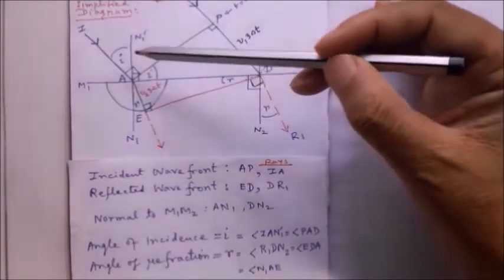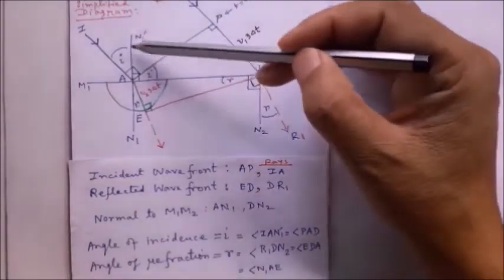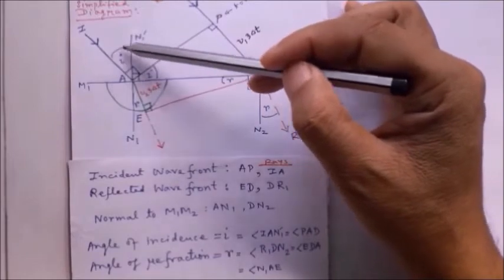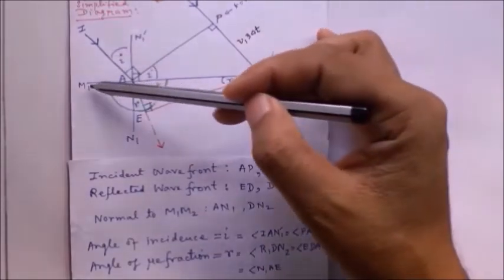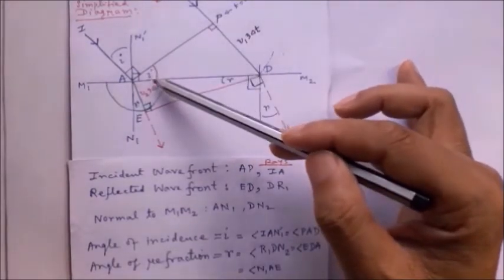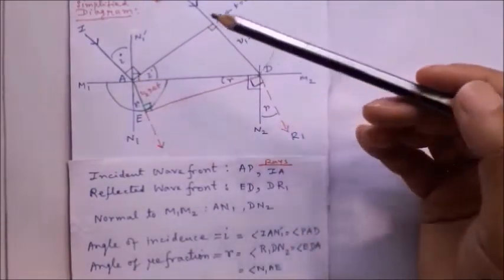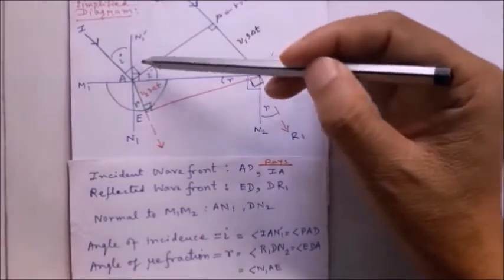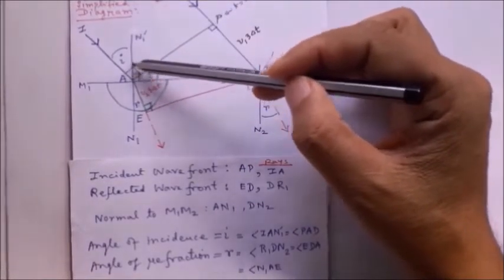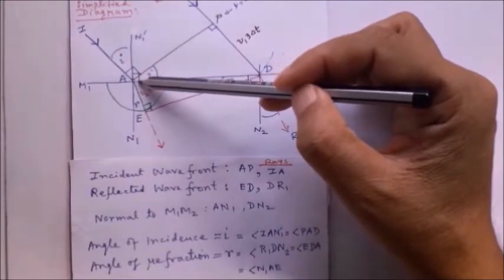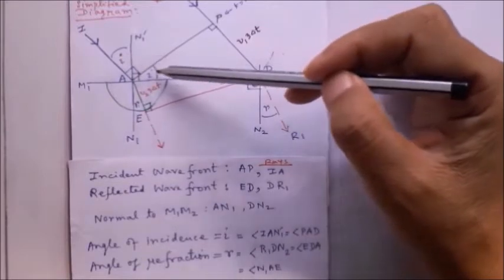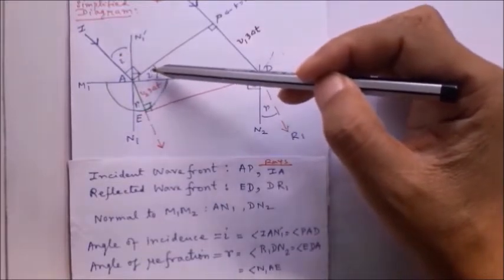Angle of incidence will be, if this is the normal and this is the ray, obviously this one is the angle of incidence. And if this is the interface and this one is the wavefront, this is the angle of incidence of the wavefront. Also, if we consider the angles shown here, this is 90 degrees and this one is 90 degrees, which means this angle and that angle are the same. So this is I, this is I. So I is the angle of incidence.